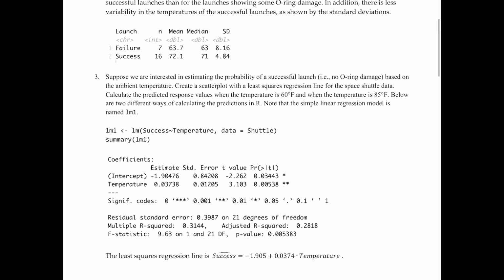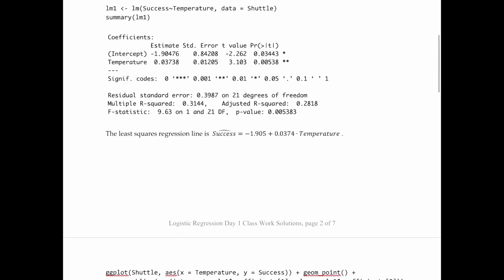Okay, so what we're interested in estimating is the probability of a successful launch, one that has no evidence of O-ring damage, based on the temperature. So doing what we know how to do is creating a scatter plot and a linear model of success versus temperature and coming up with a regression line based on that, which you can see down here. I got the coefficients from the model summary just above. So the estimated probability of success is negative 1.9 plus 0.04 times the temperature.